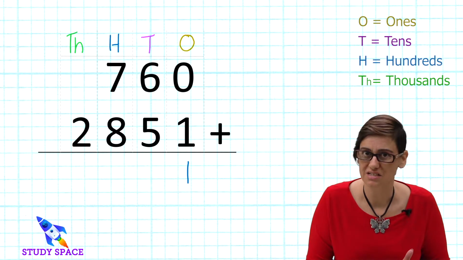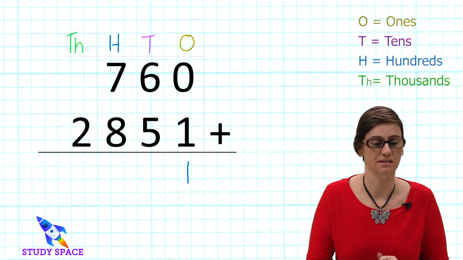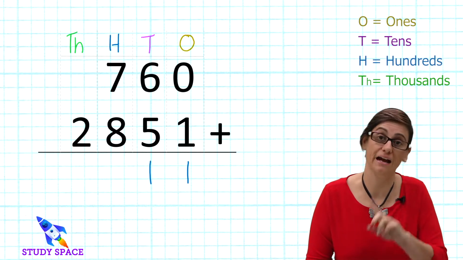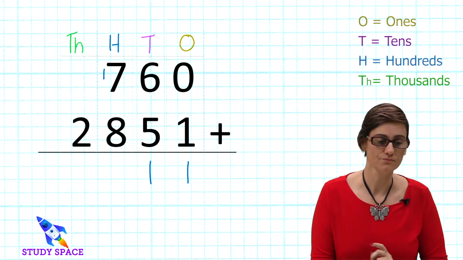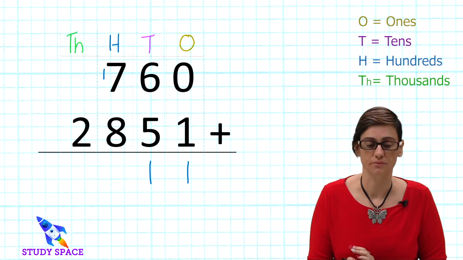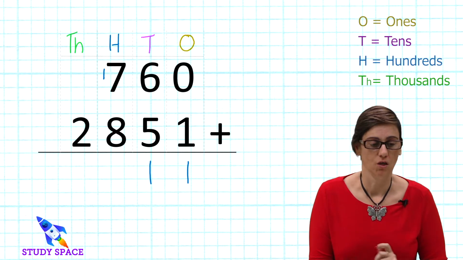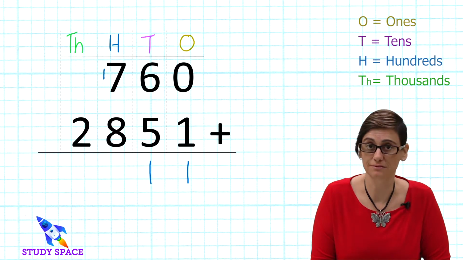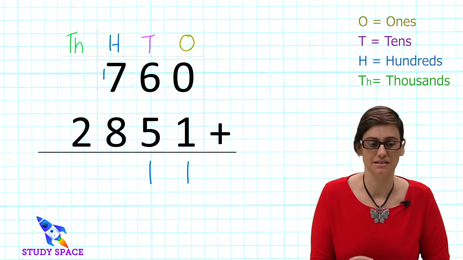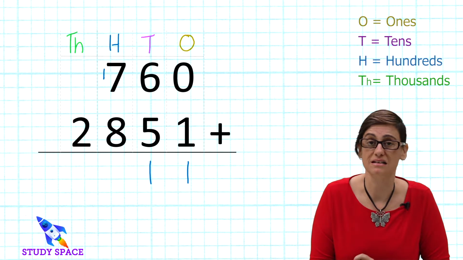So can I put the 11 together? No, so I need to split them. So I put 1 there and I carry over my extra 1. Okay, so I've dealt with the tens. Now let's go to the hundreds. So the hundreds, I've got 7 plus 1, so that's 8, plus another 8 is 16.